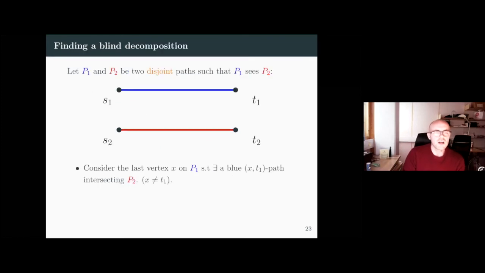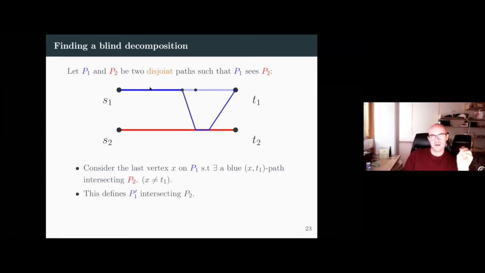Okay, so how do we reduce to it? Suppose you have P1, P2, and here you have to think about it as the solution that you're looking for. If P1 does not see P2, then you're happy. Half of the job is done, because you want that P1 does not see P2 and P2 does not see P1. So you assume that P1 sees P2. And what we'll do now is we'll pick the last vertex on P1 so that there is this path to the end, which is blue.